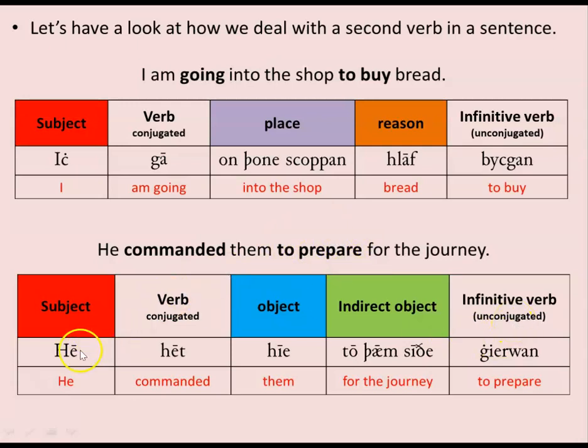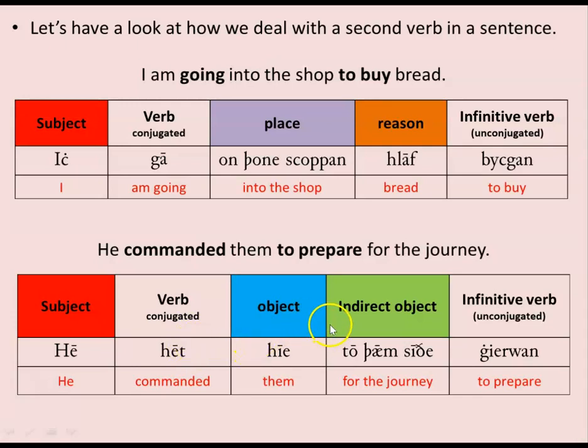So we end up with he heit here totham sida one. Okay, he commanded them for the journey to prepare. Okay, so he is the subject, commanded is the third person present tense singular. So hate, commanded. The object here is them, so that's in the accusative here. They are the recipients, the direct recipient of the action of the verb, which is commanded.